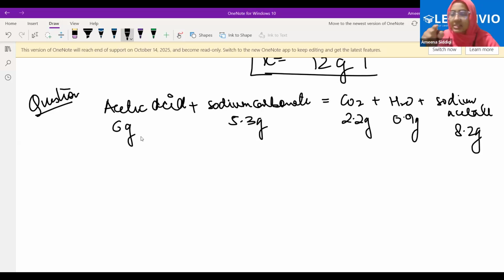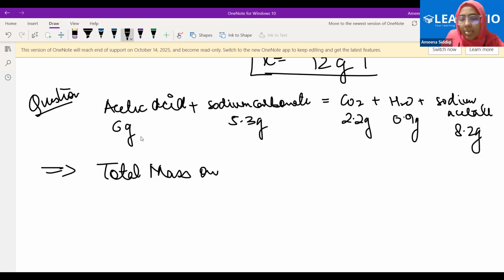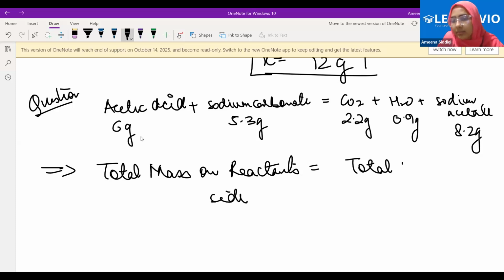And the question is asking to show that this reaction is in accordance with the law of conservation of mass. Law of conservation of mass, okay? Now to show that, what does the law of conservation of mass say? See, look here. Total mass on reactant side should be equal to the total mass on the product side.